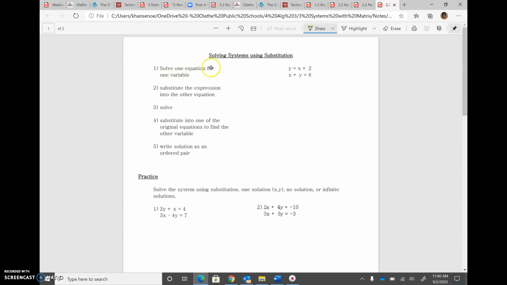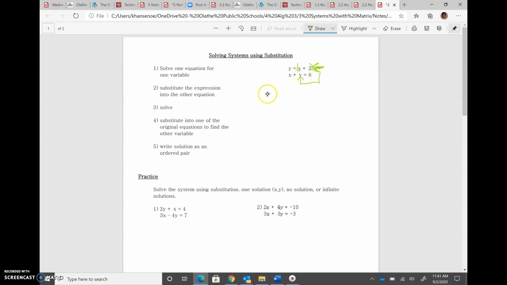So what I'm going to do is this one is already solved for y. So I don't have to do that on this one. Now on the ones you'll have to do for homework, there are some that you will have to, and I'll show you an example of those in a minute. Then what you're going to do is substitute the expression into the other equation. So I am taking this and I am going to plug it in for y.